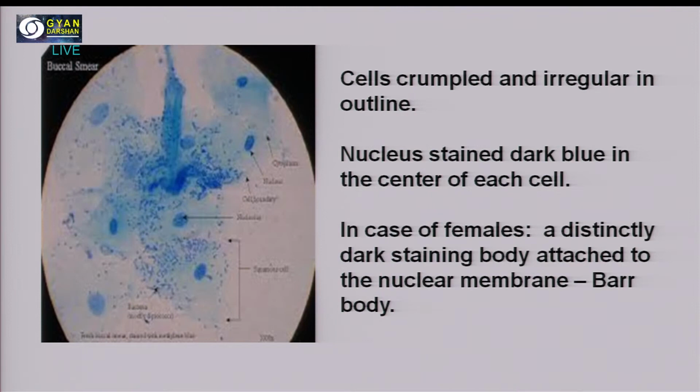So this is how it will look. If you stain with methylene blue and visualize under the microscope, the cells appear crumpled and irregular in outline. The nucleus stains dark blue in the center. If you have isolated the buccal smear sample from females, then in addition to the above features you will notice one additional feature, that is the Barr body. What is a Barr body? It is a distinctly dark staining body attached to the nuclear membrane. So you can visualize this Barr body in samples taken from females.